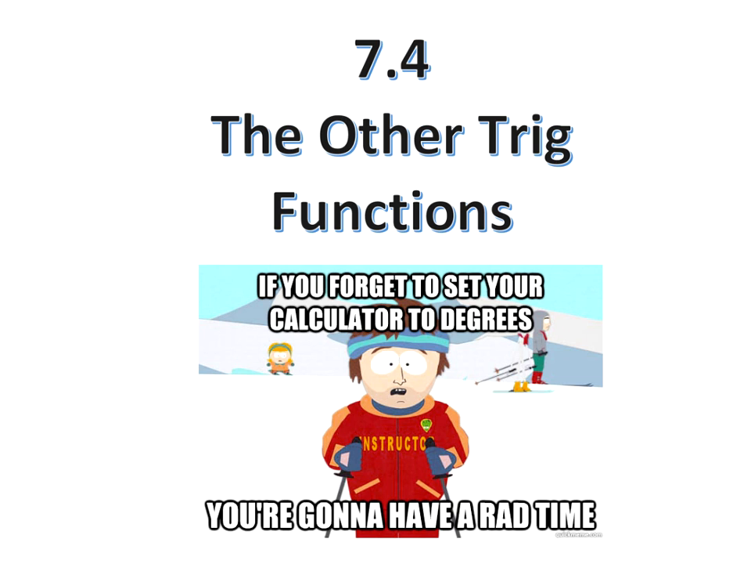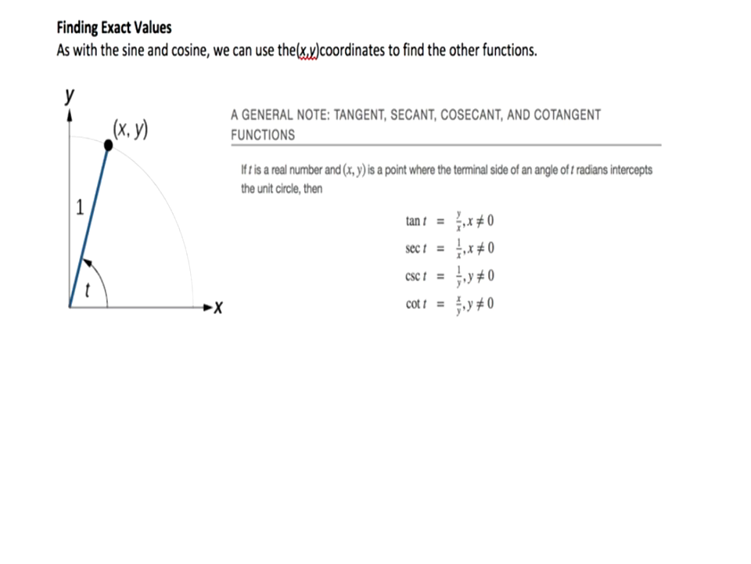All right, welcome to lecture 7.4, the other trig functions. In 7.3, we went through sine and cosine and how that relates to special right triangles within the unit circle. So now we're going to expand that knowledge out to the other four trig functions that we will be basically studying for the rest of the semester. Okay, so finding exact values. As with sine and cosine, we can use the xy coordinates to find other functions.